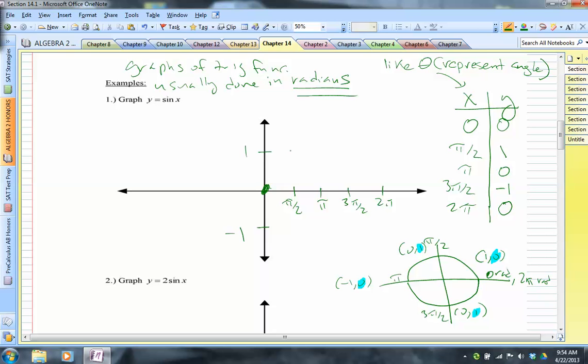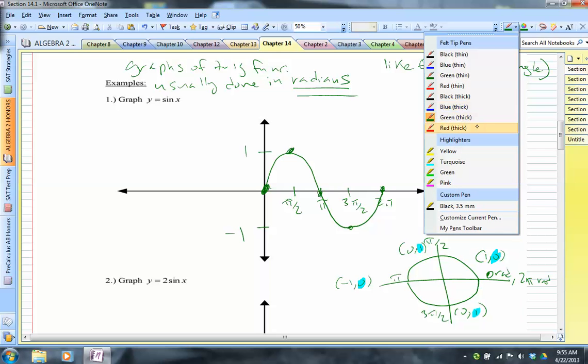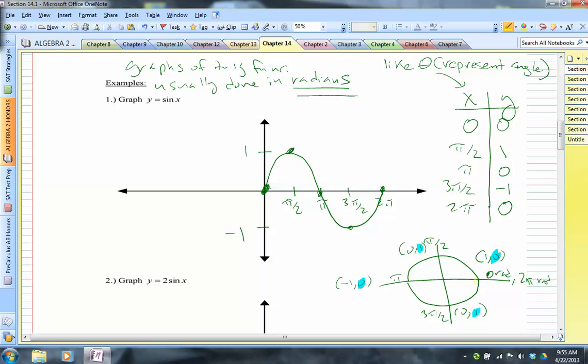So when I plot my points, I have this. When I draw the curve, it will look like this. Another way to think about it, it's almost like you're unraveling the unit circle, because I'm starting at this location, going around the unit circle once, and plotting all the points based upon what I see from the unit circle. I'll show you a better demonstration on the iPad when we meet again as a class. But that will be a sine graph.